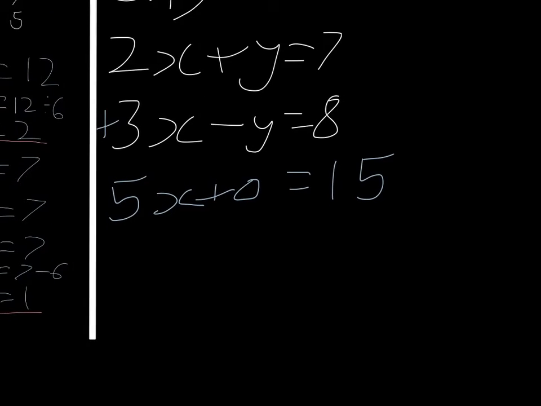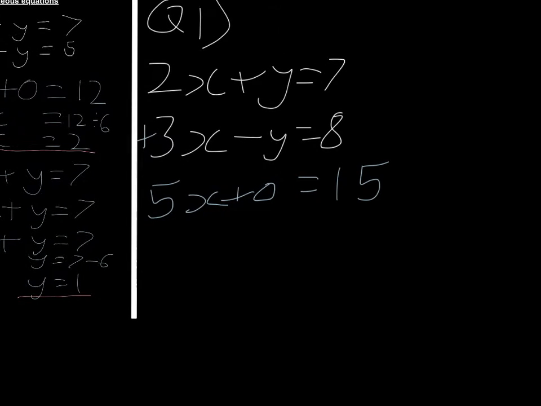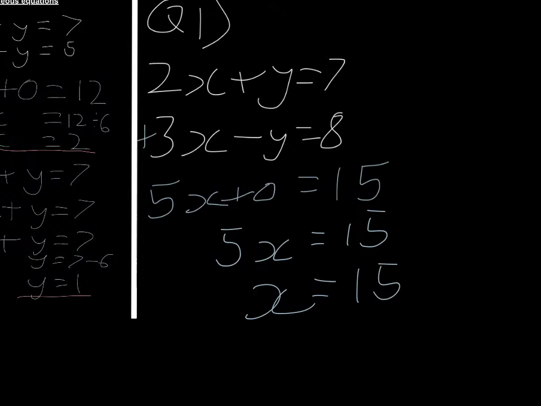I'm just going to give myself a little bit more room. And this is the same as having 5x is equal to 15. We know that 5 times x is the same as 5x, so when the times comes over to the side, it becomes a divide. So x is equal to 15 divided by 5, x equals 3.